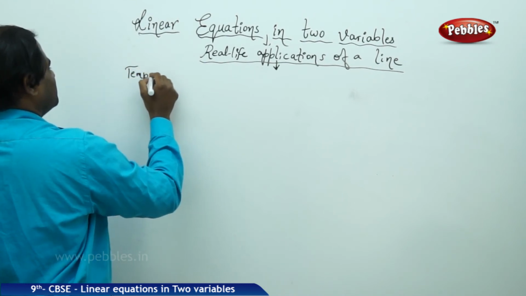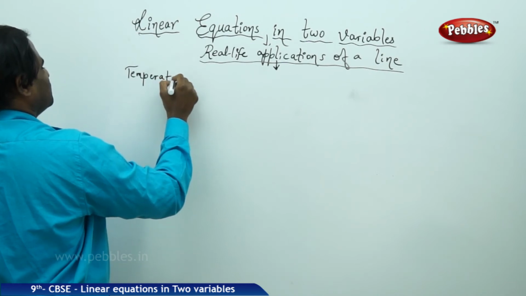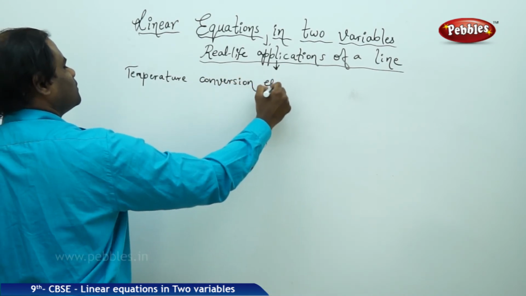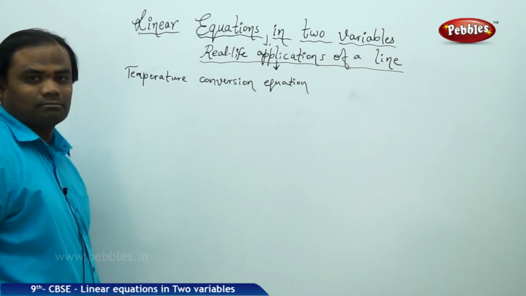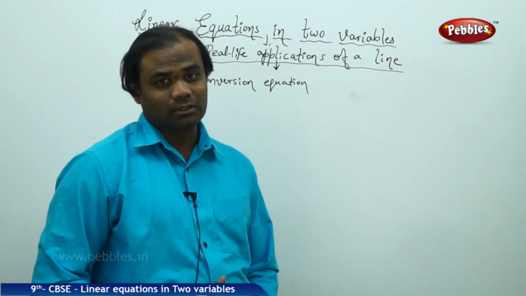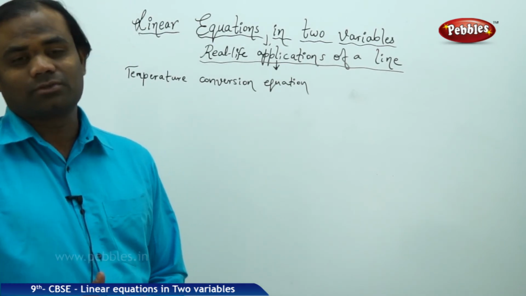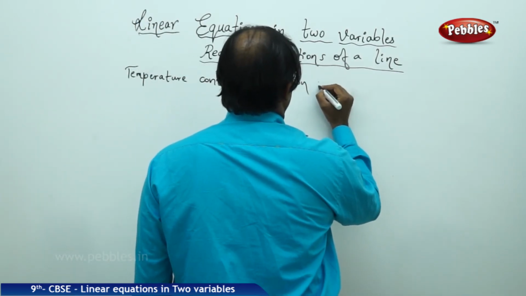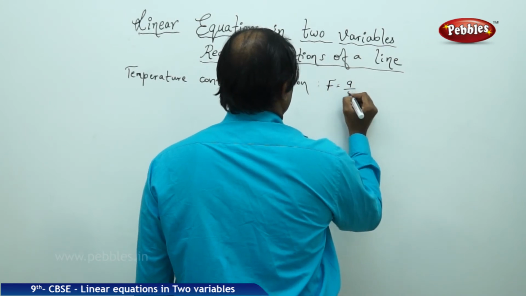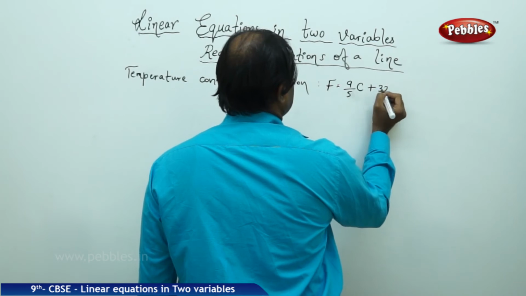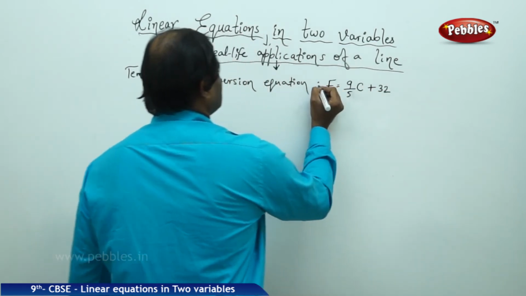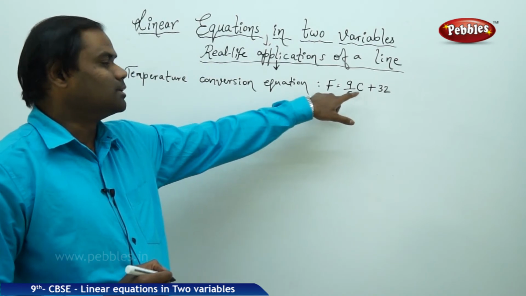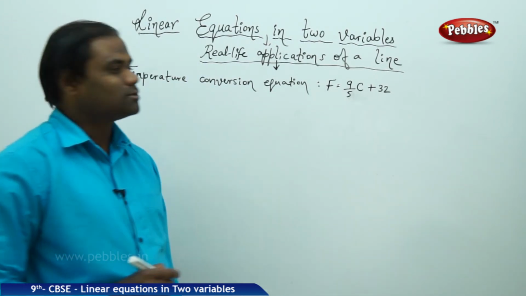For example, I have the temperature conversion equation. Usually the temperature conversion is done through a mathematically calculated equation obtained through data collection, which is given to be F equals 9 by 5 C plus 32. The temperature conversion equation F equals 9 by 5 C plus 32 is a linear equation in x and y.